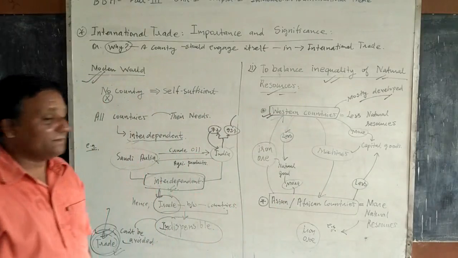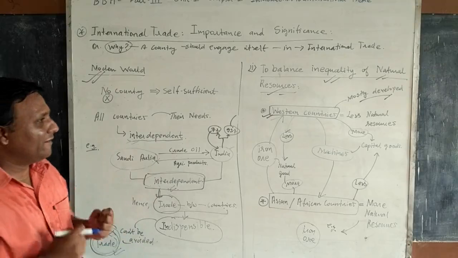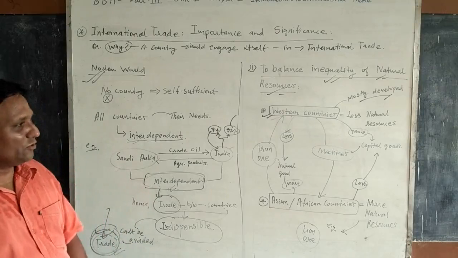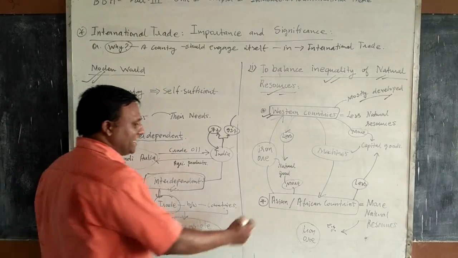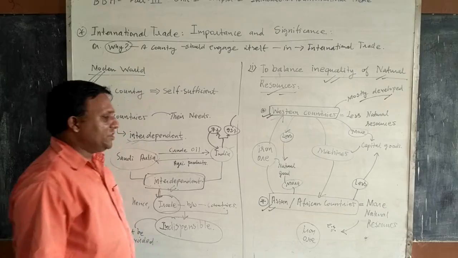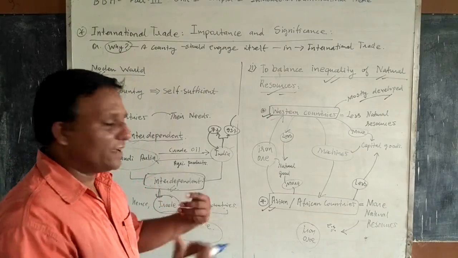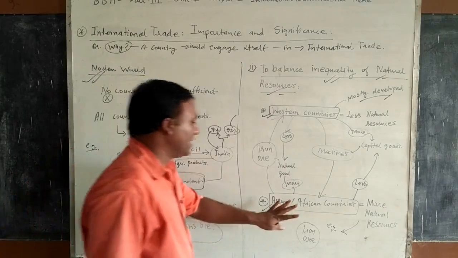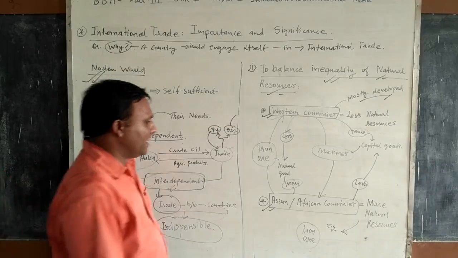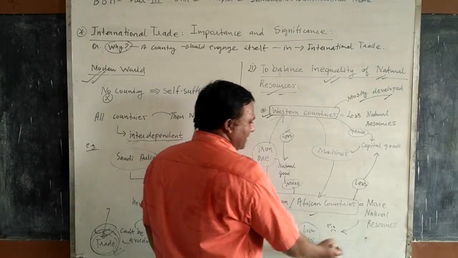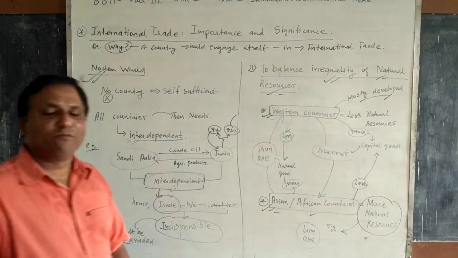Western countries have very few natural resources. On the other side, take Asian or African countries, mostly India has economies and all. What is the common thing you find? Asian countries and African countries are rich in natural resources. They have more natural resources.